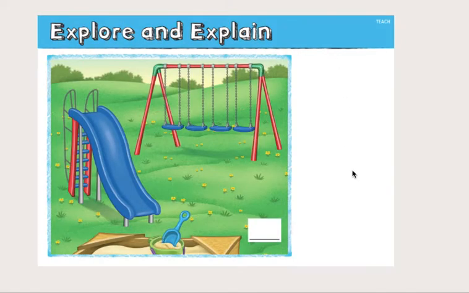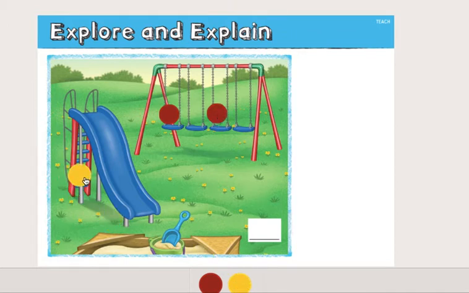Here's a picture of a playground. I will use my counters to tell an addition story. There were 2 students swinging on the swings. 1, 2. There were 3 more students playing by the slide.